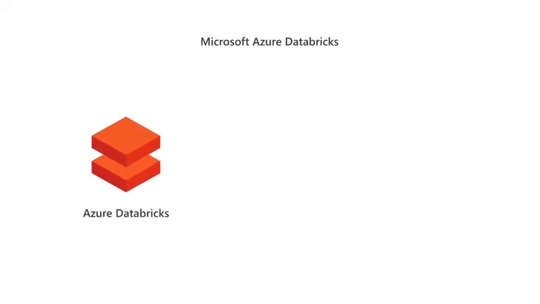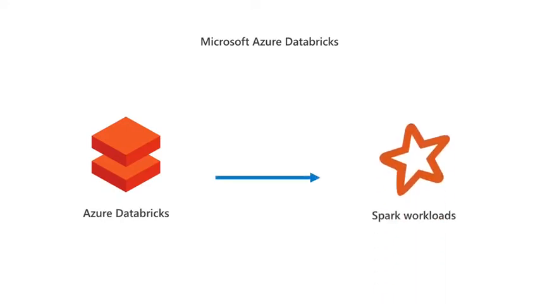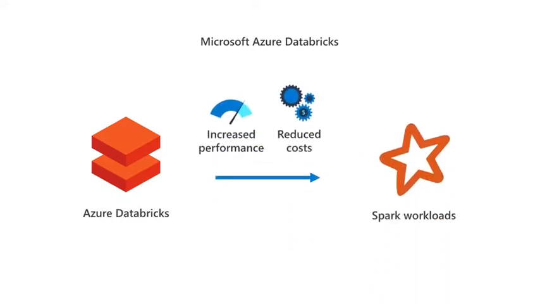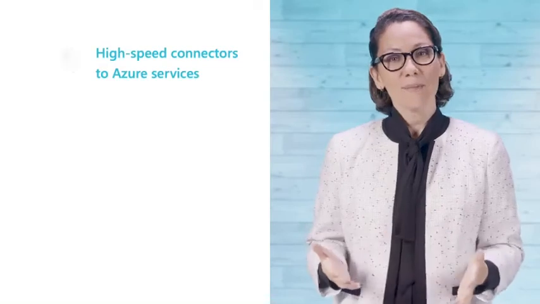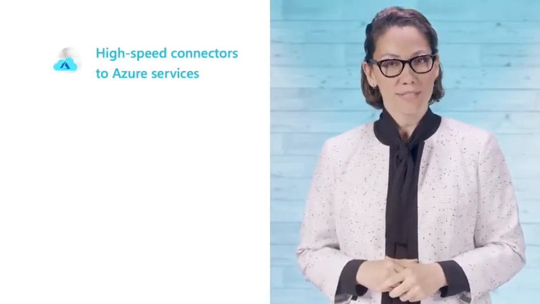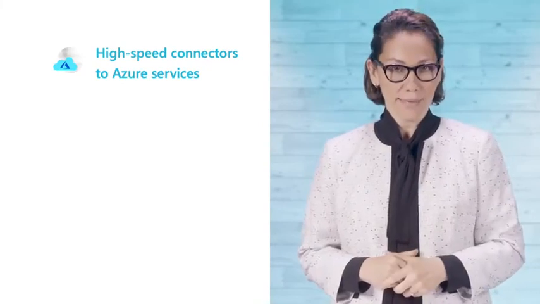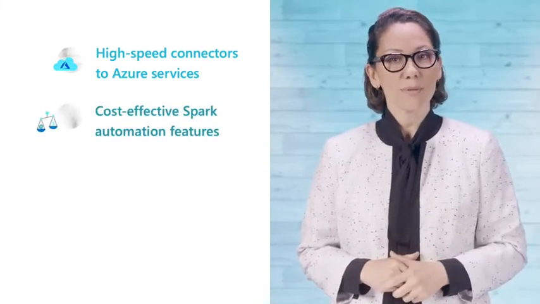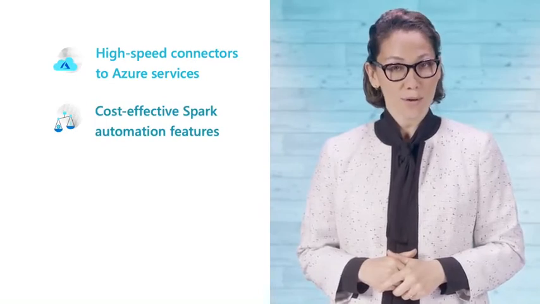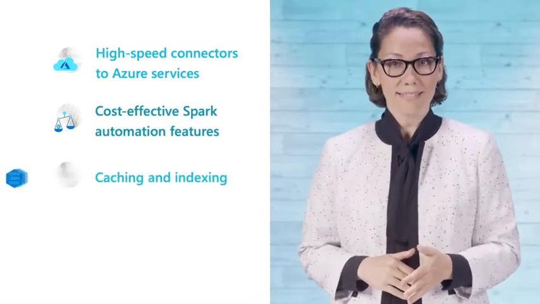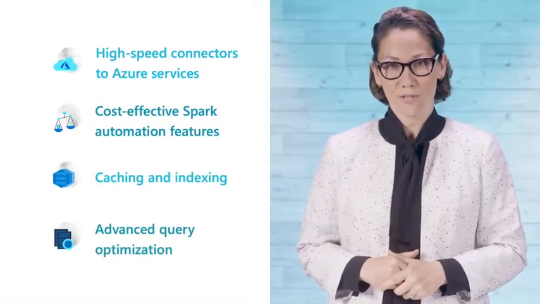The Databricks runtime adds several key capabilities to Apache Spark workloads that can increase performance and reduce costs by as much as 10 to 100 times those of other platforms when running on Azure. These capabilities include high-speed connectors to Azure storage services such as Azure Blob Store and Azure Data Lake, auto-scaling and auto-termination of Spark clusters to minimize costs, caching and indexing, and advanced query optimization.